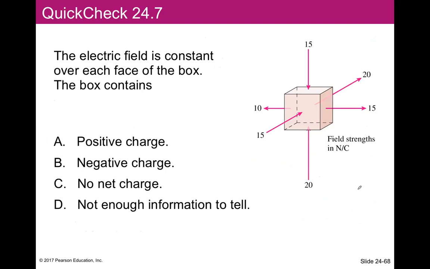Positive or negative? Now let's count. So how many of them are going in? This is in, this is in, this is in. So for field lines going in, it's 15 plus 15, 30, 30 plus 20, it's 50. 50 in. Let's see how many field lines going out. 20 plus 10, it's 45. So there are more field lines going in. That means there's a negative charge.